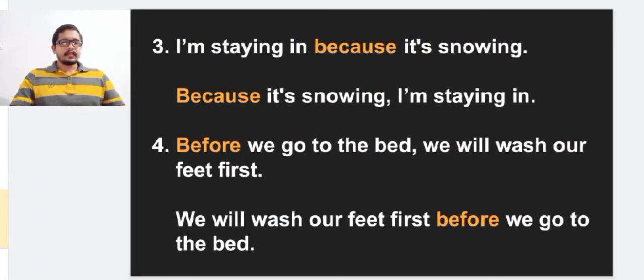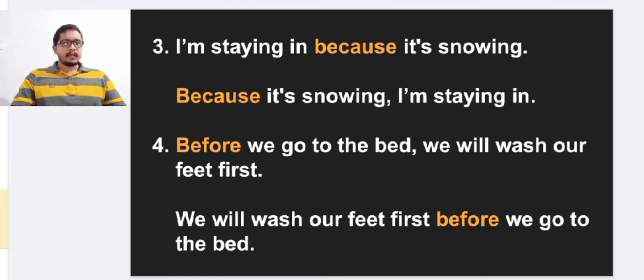Let's see the third one. I am staying in because it's snowing. Can you identify the conjunction here? Yes, it is "because." It is an example of a subordinating conjunction. I am staying in because it's snowing. There is no comma because the first one is the independent clause. Because it's snowing, I am staying in. The dependent clause is used first. That's why a comma is used there after the dependent clause, then the independent clause.